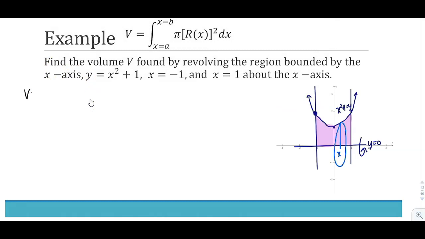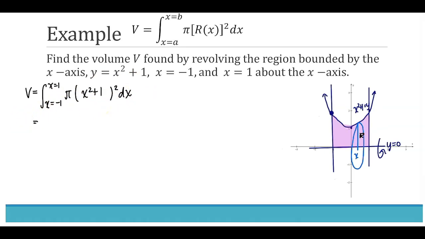So we're going to set up the integral. The volume is x equals -1 to x equals 1. So we can see those are the x values my region extends from. And then we're going to have pi times the radius squared dx. So the radius, as we said, this is r, is top minus bottom, so just x squared plus 1 minus 0, or just x squared plus 1. So this is going to give us our volume, so now we'll go ahead and evaluate this definite integral.